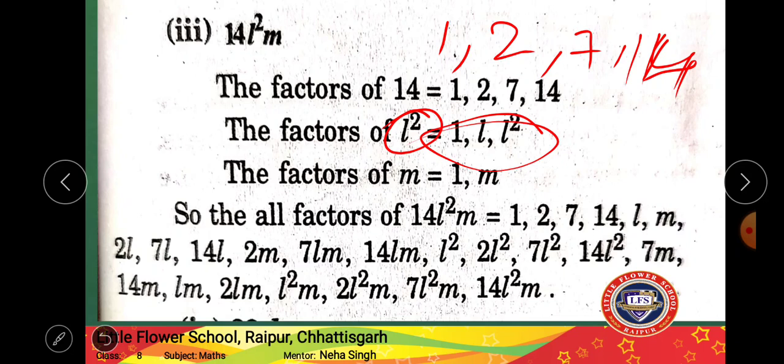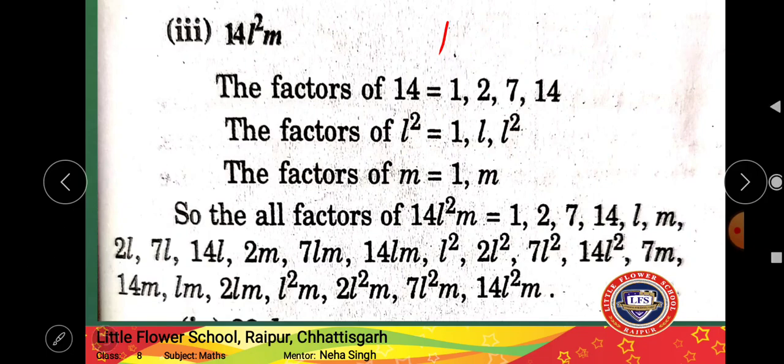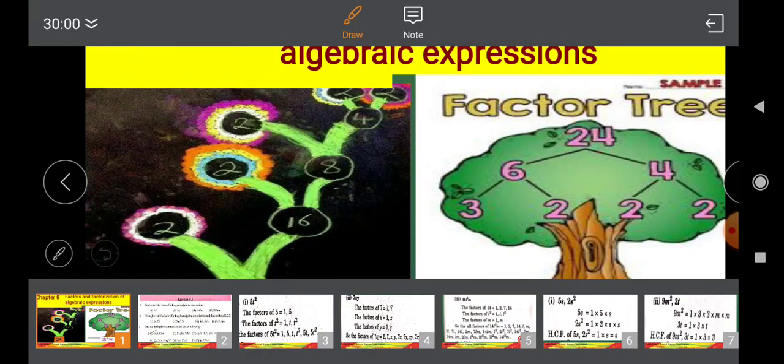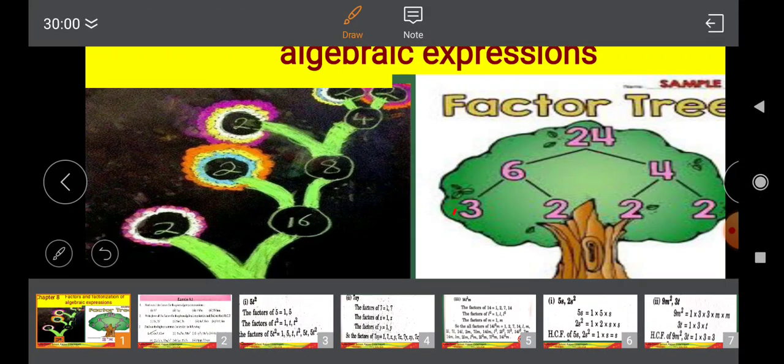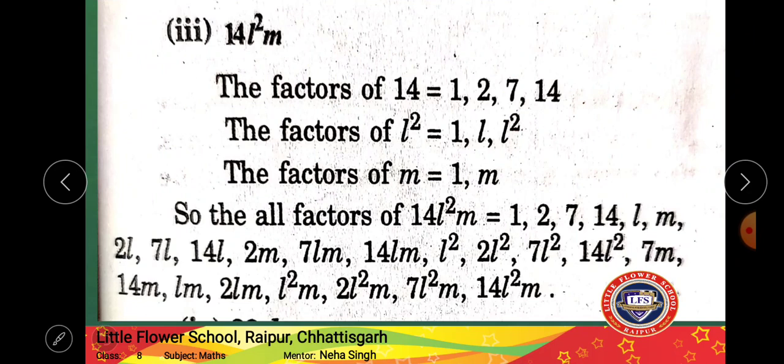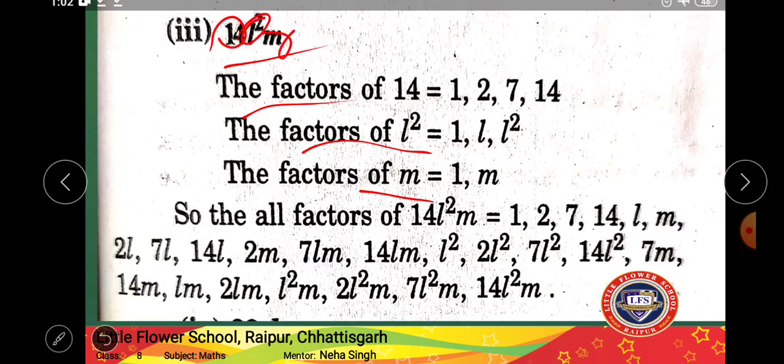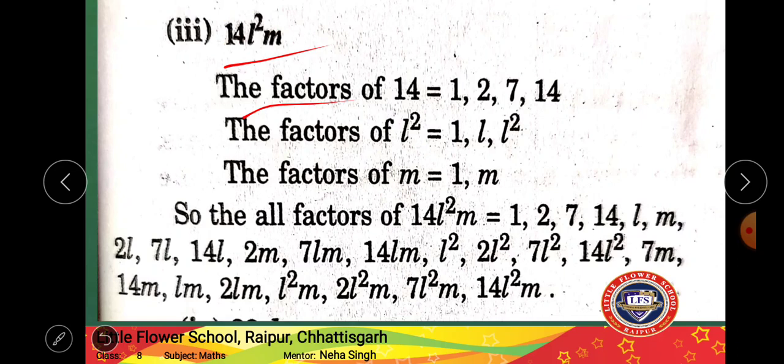Factors of m is 1 and m. Now to find the factors of 14 L square m all together, what will I do? See, individual factors of each of the terms we'll find first: 14, then L square, then m. Now what we will do, we'll multiply all these terms with each other.